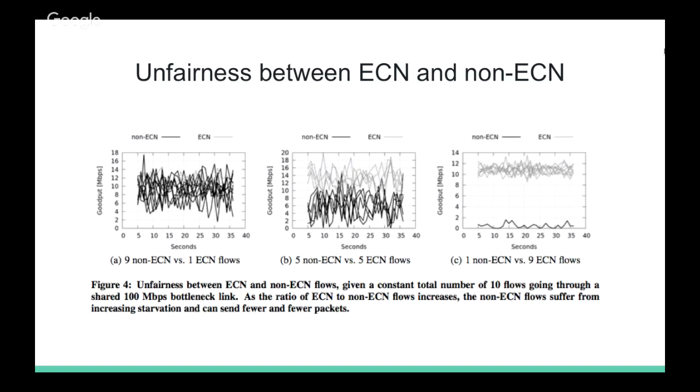And they cannot send as much goodput. As ECN becomes more widespread, the ratio of ECN to non-ECN flows increases, and it can send fewer and fewer packets.